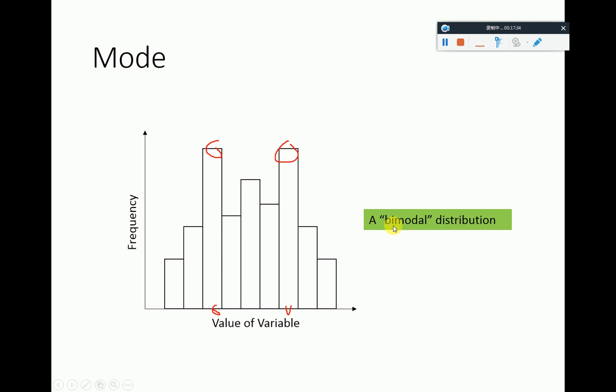So whenever you hear people say, well, I have a bimodal distribution, then this person essentially says, there are two values in my sample that occur equally often, and most often as well, more often than the remaining values. Okay?